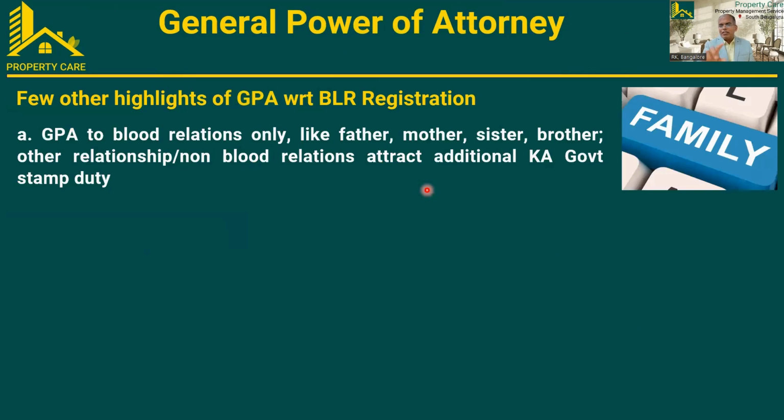There are some highlights with respect to Bangalore registration. So this was what I was talking about. Only family members are allowed to give a GPA. If you are not a family member, a wife is okay. Other than that, people like daughter-in-law, father-in-law, mother-in-law are not allowed. If they are giving power to them, they should be liable to pay additional stamp duty as a penalty, and they have to pay that to the Karnataka government as a stamp duty.